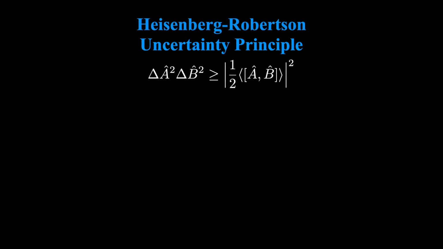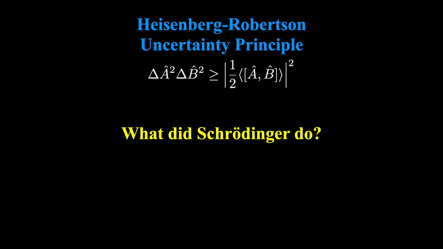Okay, so that's how the Heisenberg-Robertson principle is related to the original Heisenberg uncertainty principle. It's a generalization that can apply to any observable or self-adjoint linear operator. But where does Schrödinger fit into all of this? How could he have possibly improved this relation? Schrödinger's contribution came in two steps.